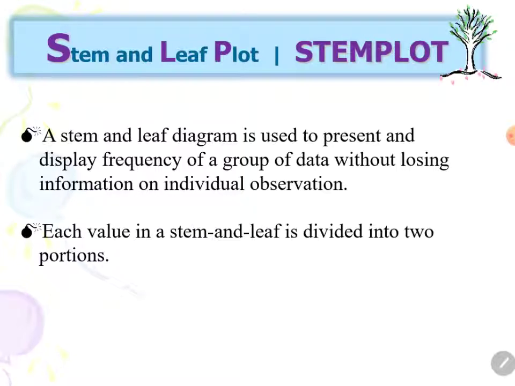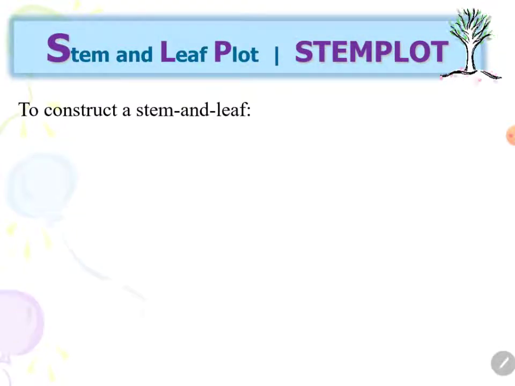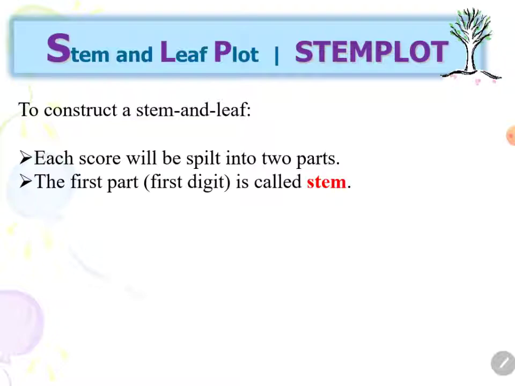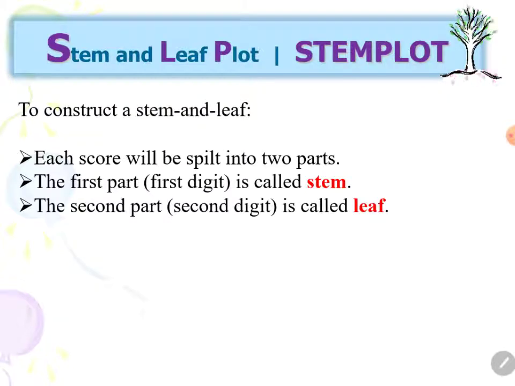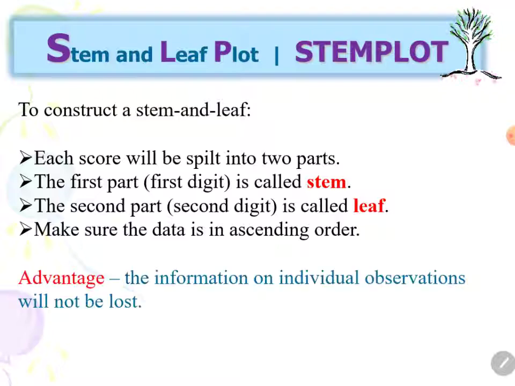Okay, each value in a stem and leaf is divided into two portions. To construct a stem and leaf, each score will be split into two parts. The first part, the first digit, is called the stem. The second part, the second digit, is called the leaf. So it's not only the first digit or second digit only. We might have 3 digits or more than 1 digit in the stem. Okay, it depends on the data. Make sure the data is in ascending order. Advantage, the information on individual observations will not be lost.